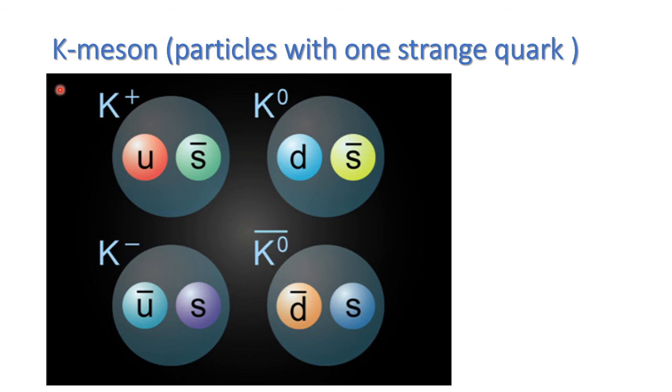The K meson is a particle with one strange quark. That's the specialty with this, which is why we talk about the K meson. Sometimes we call it kaon or K meson. K plus is U S bar, K minus is U bar S, and for K0 there are two, D S bar and D bar S. See, the difference is the changing of both sides.